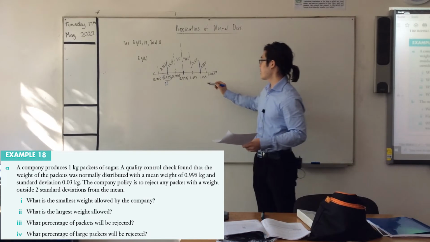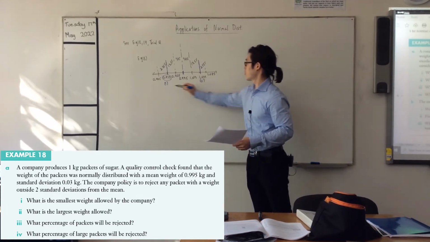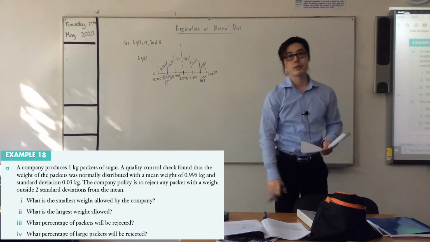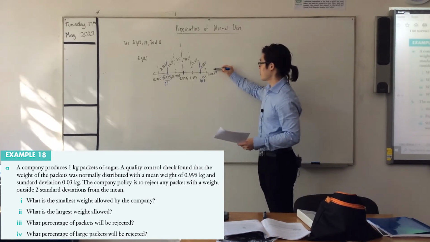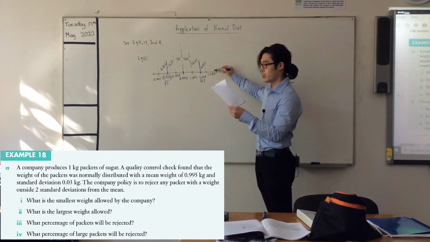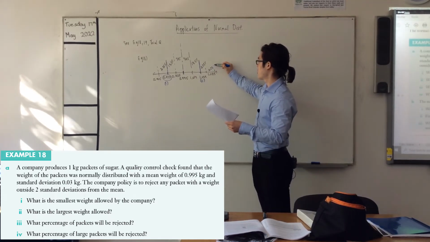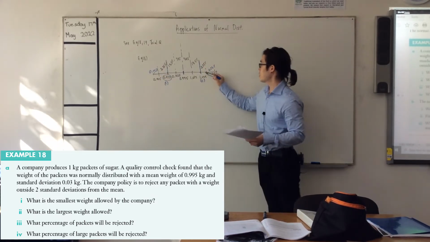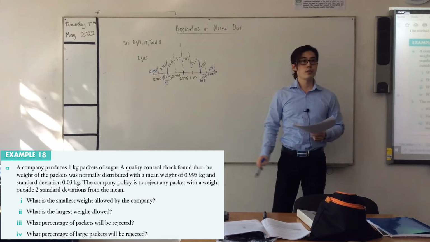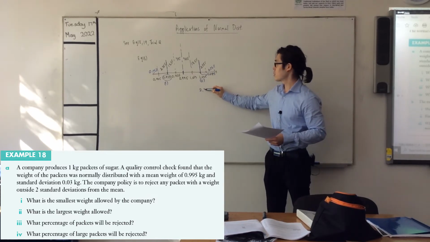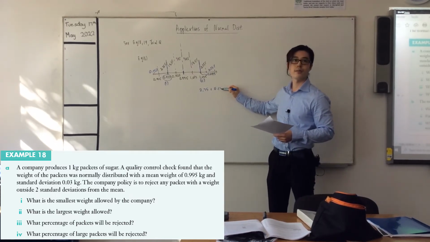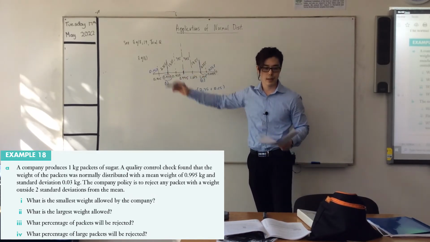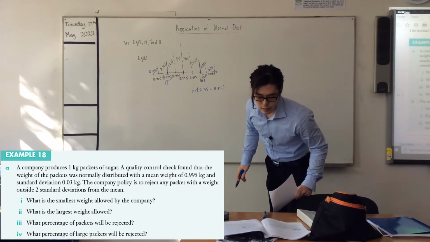What is the largest weight allowed? That one, 1.055. What percentage of the packets will be rejected? So maybe we did need this part as well. What part of it will be rejected? Those two ends. So 2.35 plus 0.15 times by 2, because obviously on that side as well. Which is 5%. Yep.